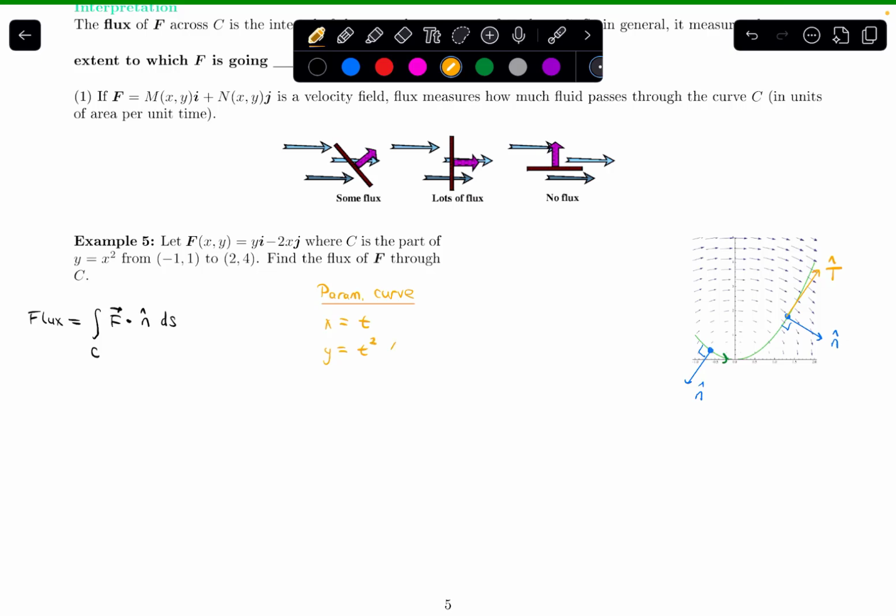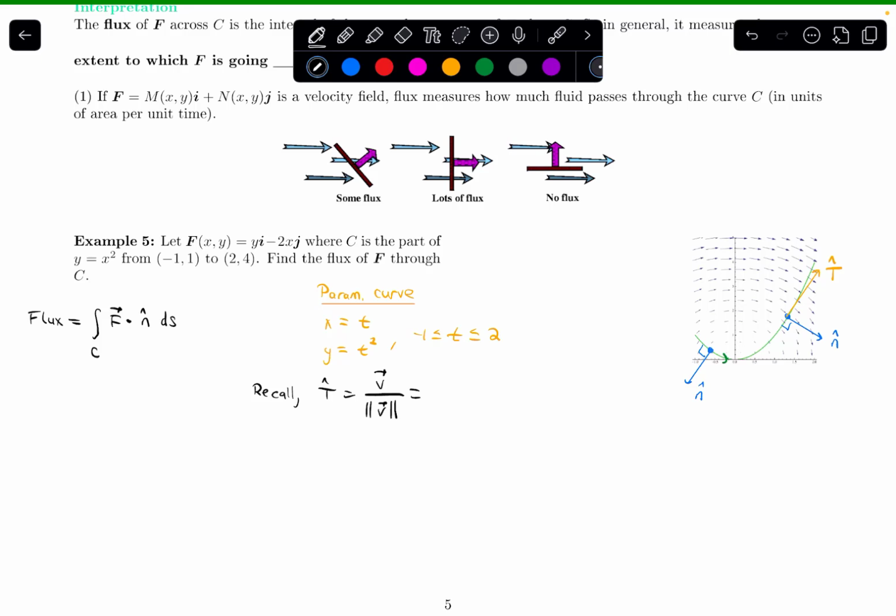And then what's my domain? What is my domain for t? Because x equals t, and the x values start at -1 and go until 2, t goes from -1 until 2. So I got my parameterization. Now let's recall that our unit tangent vector, T hat, is the velocity vector divided by the length of the velocity.